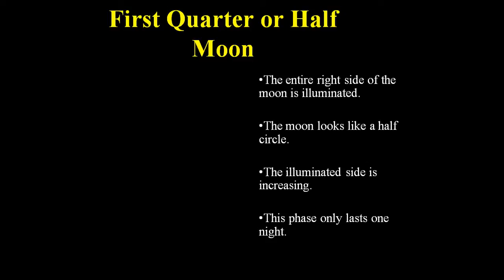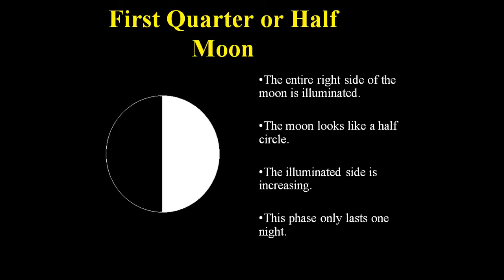First quarter or half moon. The entire right side of the moon is illuminated. The moon looks like a half circle. The illuminated side is increasing. This phase only lasts one night.